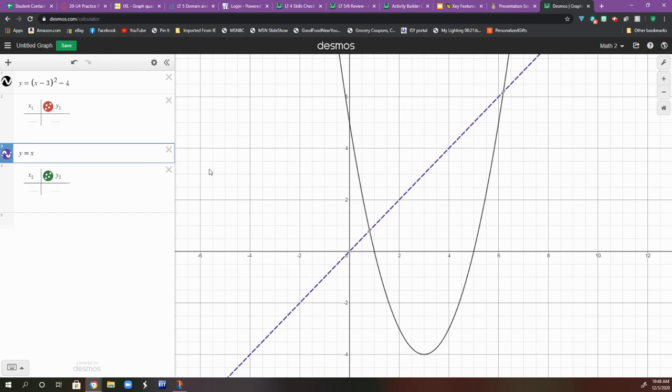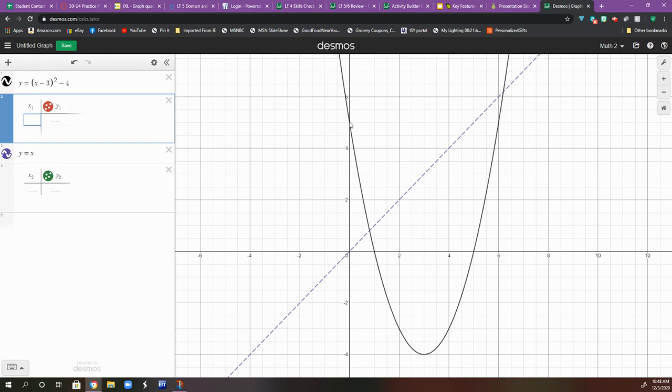So what we are going to do is create a table. I have my equation, y equals (x minus 3) squared minus 4, and I'm going to create a table of values from this graph. The values I'm going to choose are integer values, so whole numbers, positives and negatives, that are easy to identify.